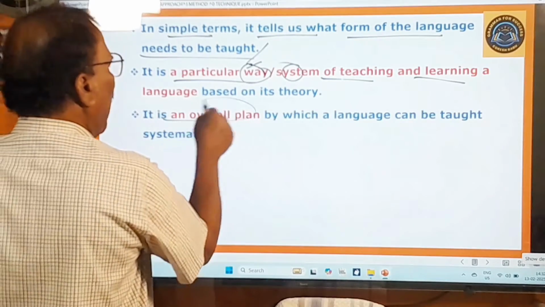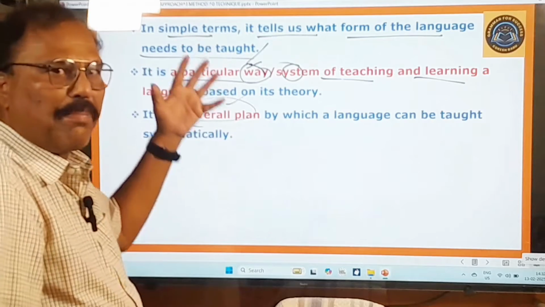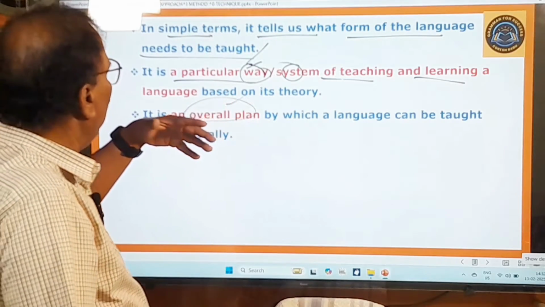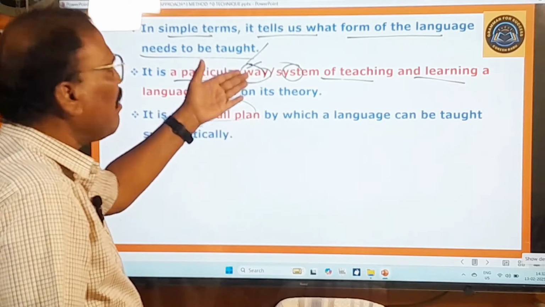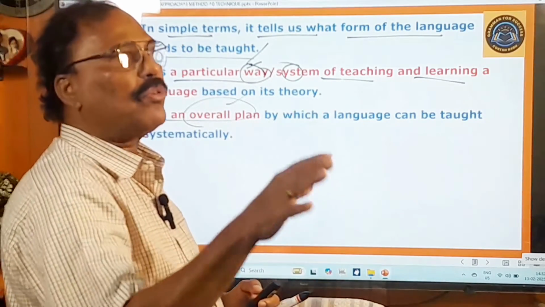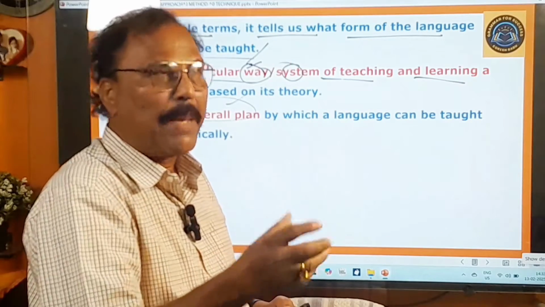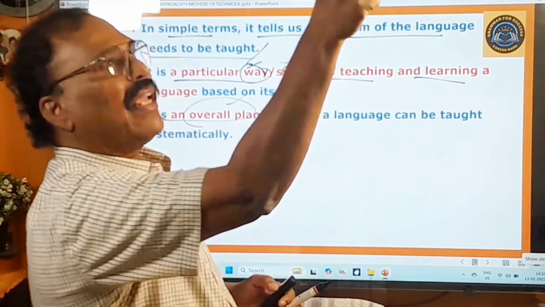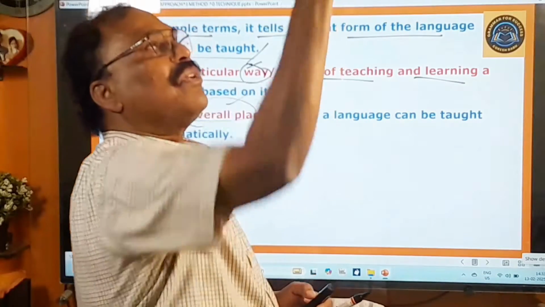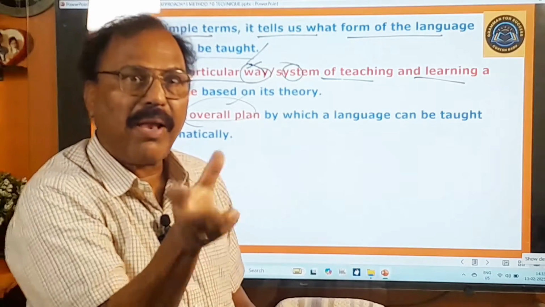Next point. It's an overall plan. You can understand this approach from any of these important points. It's an overall plan. It's a particular way. Before you climb Mount Everest, what do the mountaineers do? They have a plan. You have to go like this, then like this, then like this. You have to reach the top of that Everest.